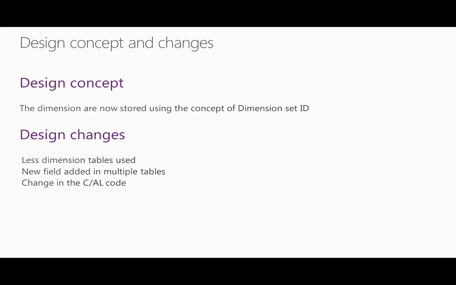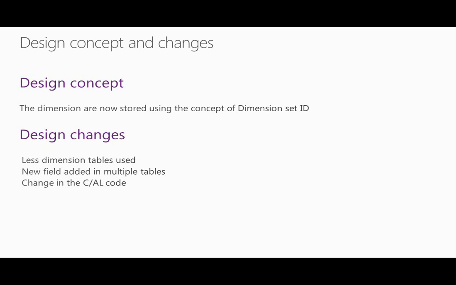Design change. One of the most important changes made in the design is the number of tables used by the system. In the previous version, as I said before, we had multiple tables to store dimension information. In the new version of Dynamics NAV 2013, only two tables are responsible for storing all the dimension information.